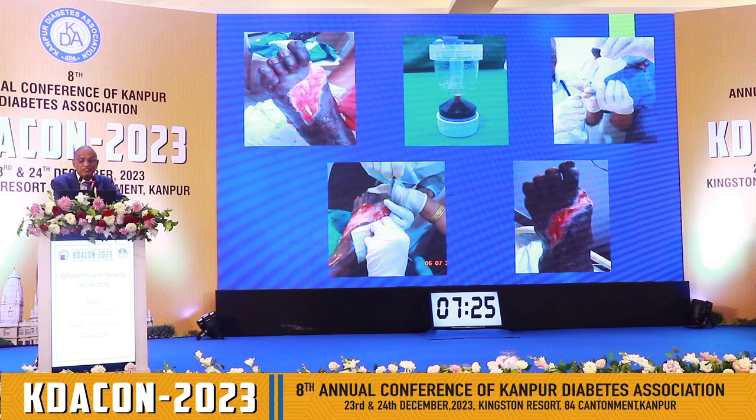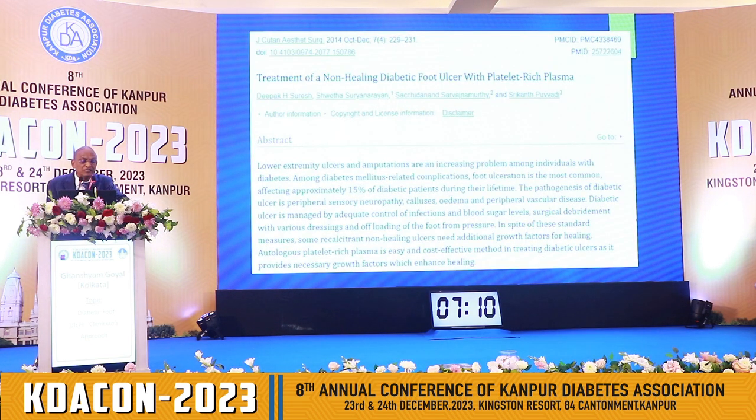And how can you do it? You take the sample, and this is the kit where you can see the buffy coat, this is the RBC, and this is the platelet-poor plasma. Take it in a syringe and inject locally, and it is going to foster healing in these patients. Do it weekly. There is a paper in support; there is evidence in favor of this treatment of non-healing diabetic foot ulcer with platelet-rich plasma. In spite of standard measures, some non-healing ulcers need additional growth factors for healing. So autologous platelet-rich plasma is an easy and cost-effective method in treating diabetic foot ulcer, as it provides the necessary growth factors for enriching healing.